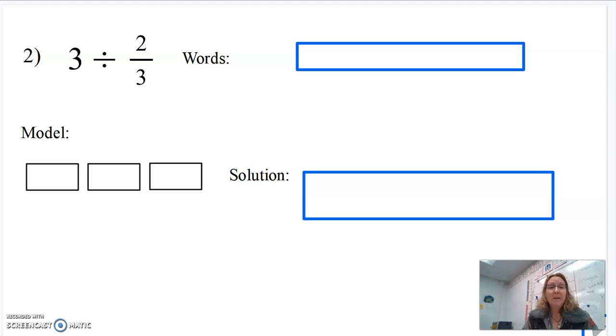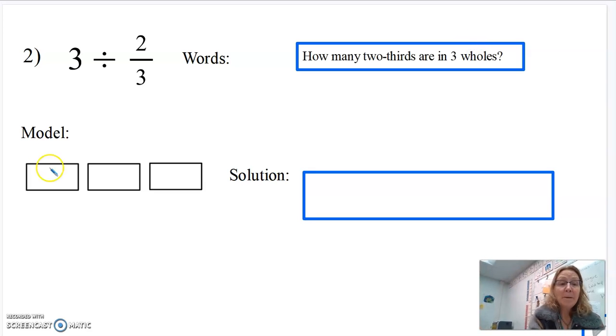Now we'll look at another one that is still 3, but now we're dividing by 2/3. So the question is, how many 2/3 are in 3 wholes? Well, my picture looks the same. I'm dividing them into thirds, but now I have to count 2 at a time. So I like to use my highlighter and I color 2 of the rectangles, and then I color 2 more, right? I'm counting 2/3 at a time. 1, 2, and this is going to be a little weird. 1, 2, I'm going to have 1 left over.